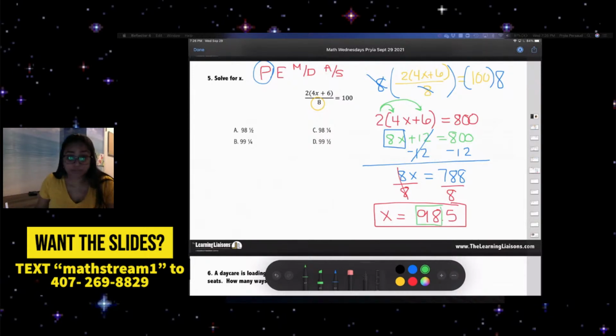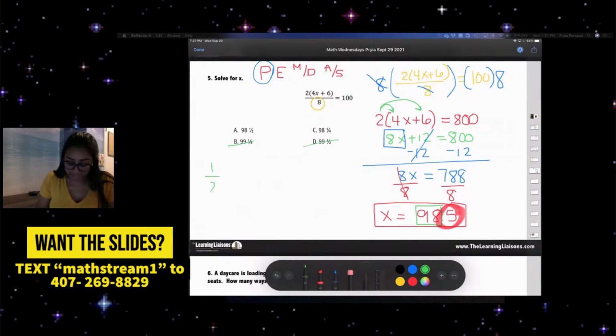98 is a whole number, so we're going to look at our answer choices where 98 is the large number, the whole number. B says 99 and a quarter. That's not right. And D says 99 and a half. Well, that's not right. So it's either going to be A or C. Okay, well, now we have to figure out which one it is. Well, both of them start off with 98, but how do I know which fraction gives me the decimal that I have over here? We have to do math.